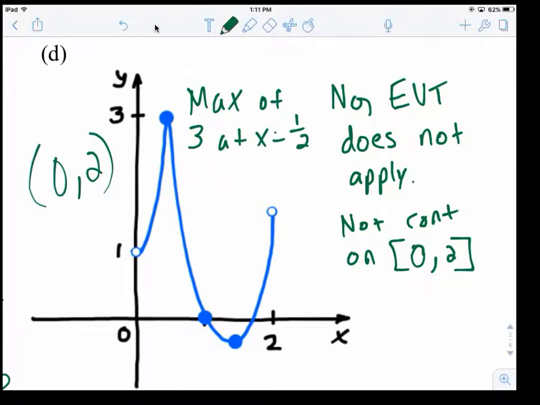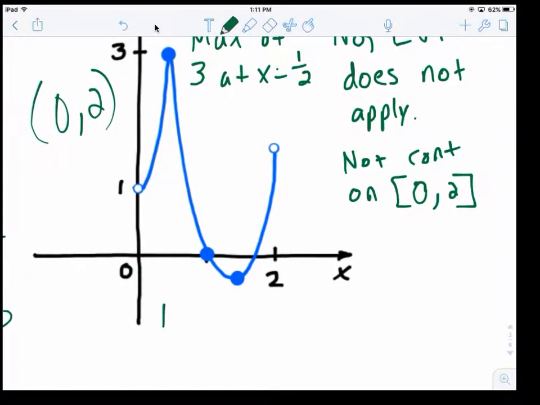You have a max of 3 at x equals a half. And then you have a min of, we'll say, negative a half at x equals... We're guesstimating. That's what we're doing.